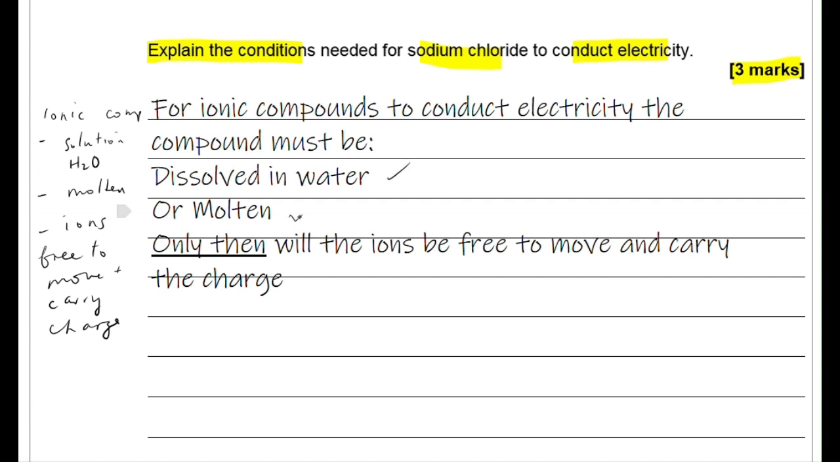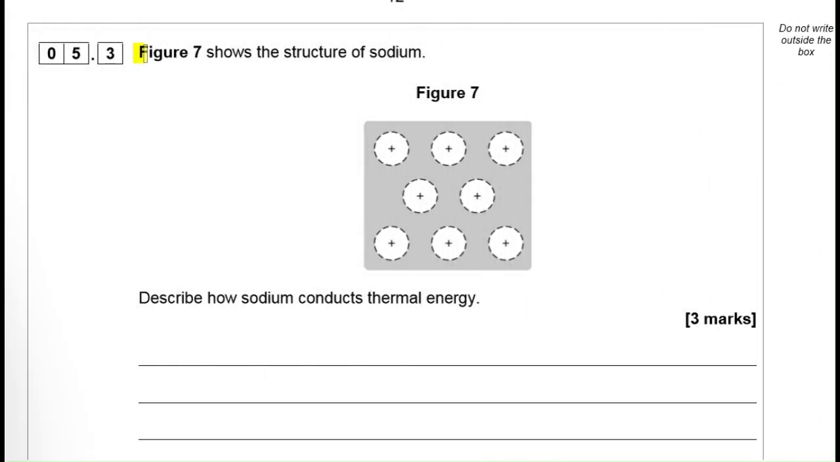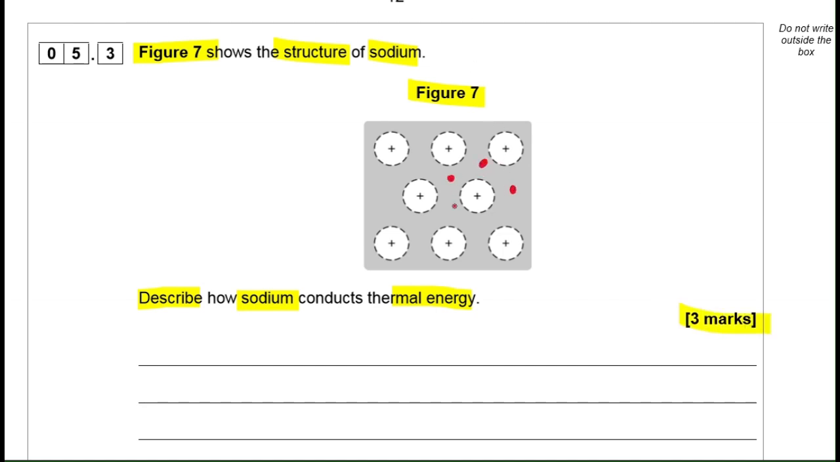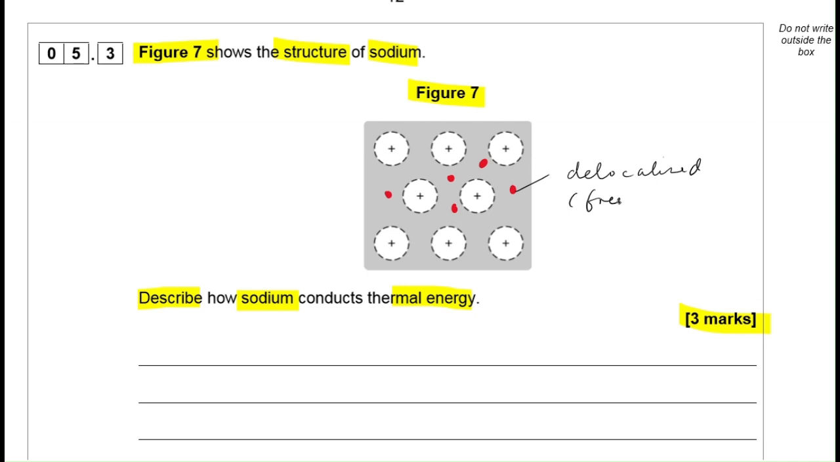Question 5.3. Figure 7 shows the structure of sodium. Figure 7 here, you've got this picture, you can see it in front of you. Describe how sodium conducts thermal energy for 3 marks. Let's annotate this diagram. You can see I've drawn some little red circles in there. And what they represent are electrons. And in metals, these electrons are free to move. They're delocalized. And they can move, and therefore they can transfer the energy through the metal.